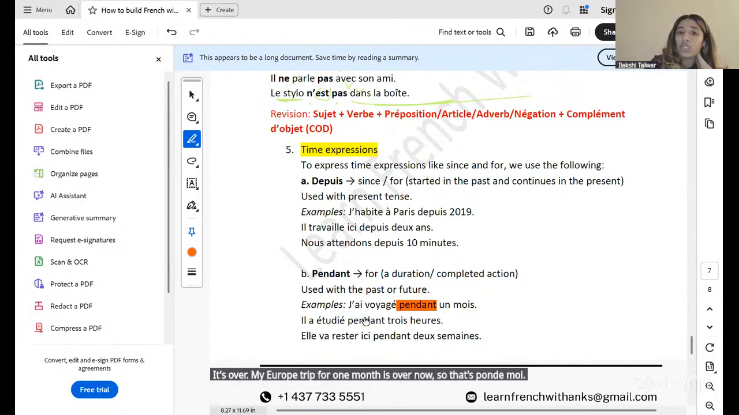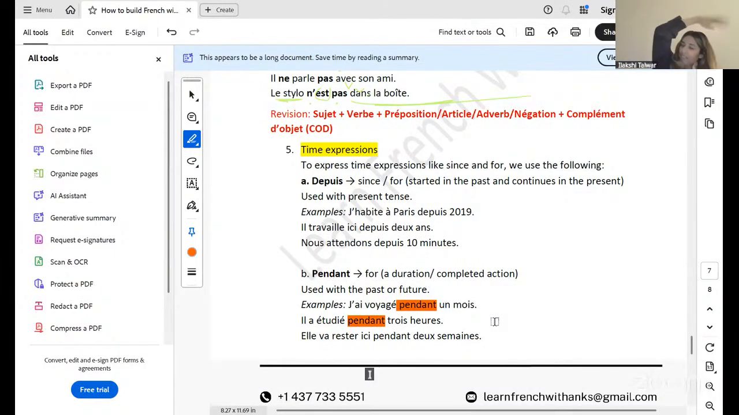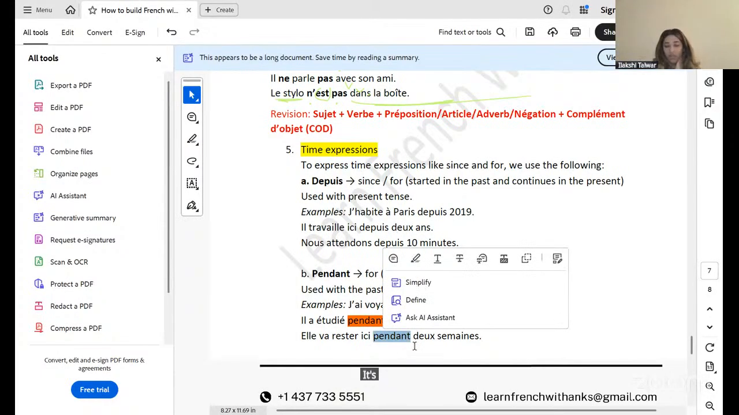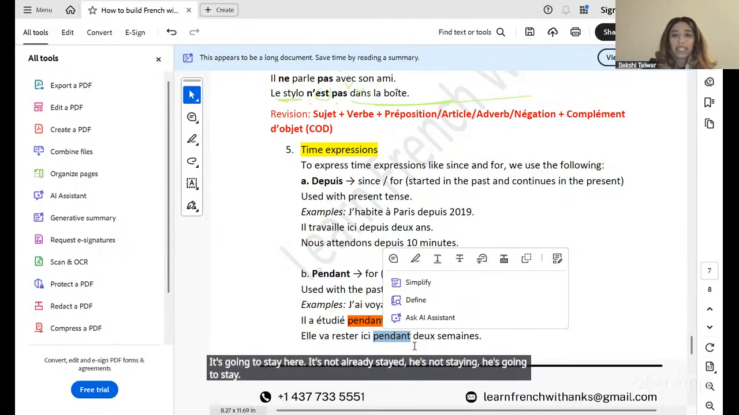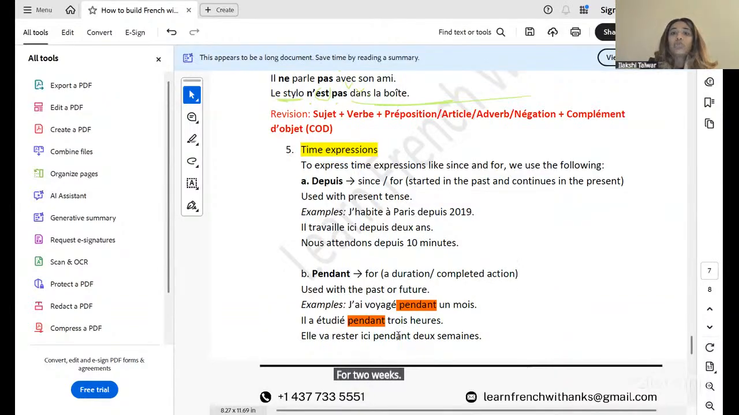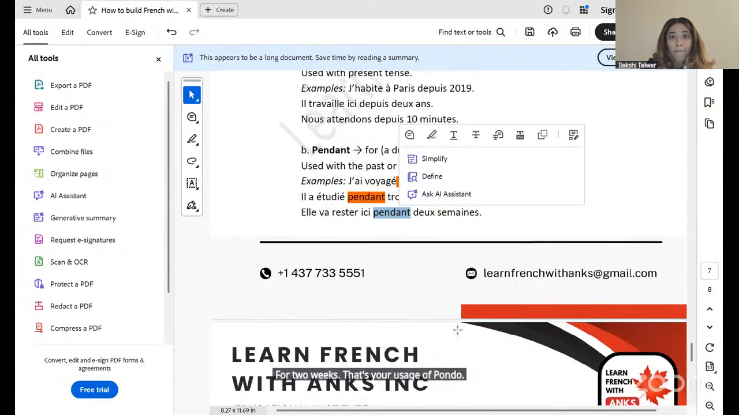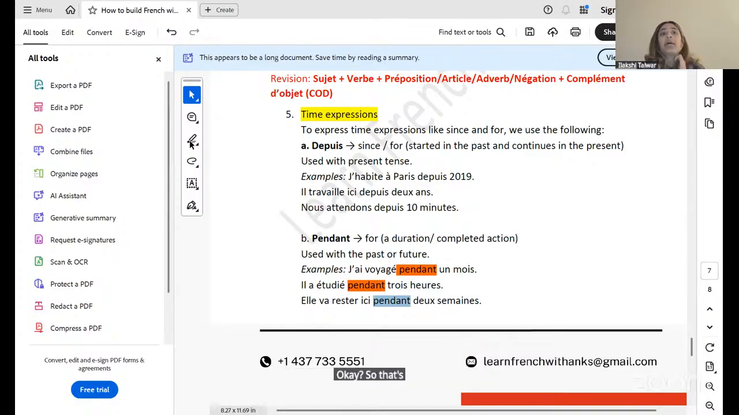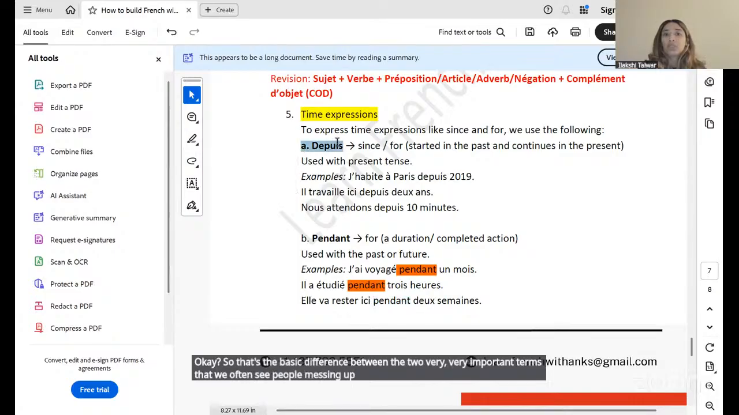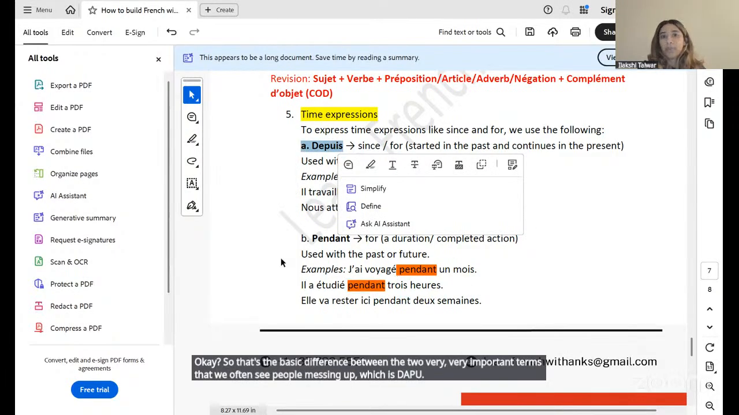Il a étudié pendant 3 heures. I started studying, I finished studying, and that was for 3 hours. Elle va rester ici pendant 2 semaines. He's going to stay here. He's not already stayed. He's not staying. He's going to stay for 2 weeks. That's your usage of pendant. Okay, so that's the basic difference between the two very, very important terms that we often see people messing up, which is depuis and pendant.